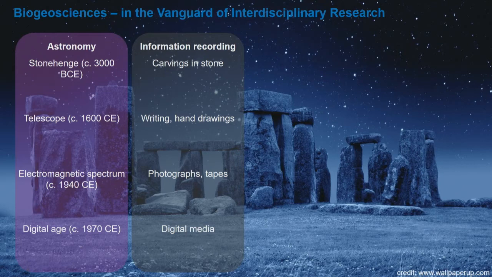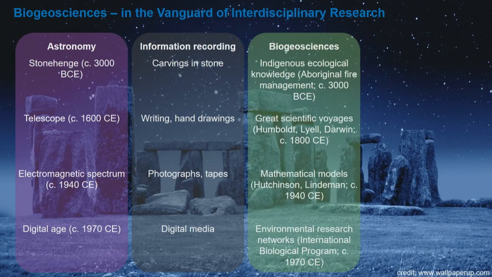And here's where the first type of commonalities come in the biogeosciences. Biogeoscience knowledge is not new at all. It goes back to indigenous ecological knowledge, such as fire management by aborigines thousands of years ago. They just knew what works. Not necessarily why, but it worked. Then we had our great scientific voyages, Humboldt, Lyell, Darwin, going back to the 1800s, mathematical models eventually, so more understanding of causation, and eventually what we call today environmental research networks.